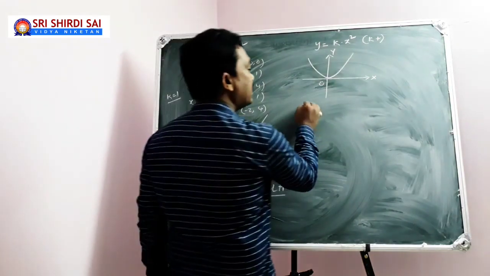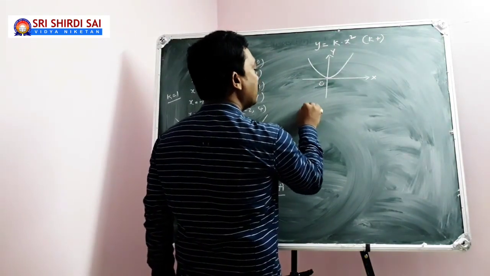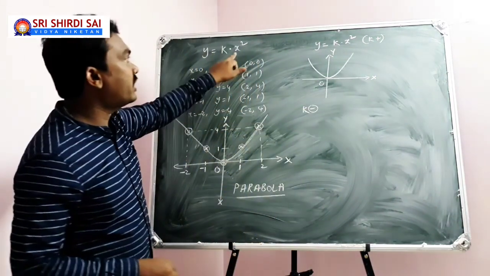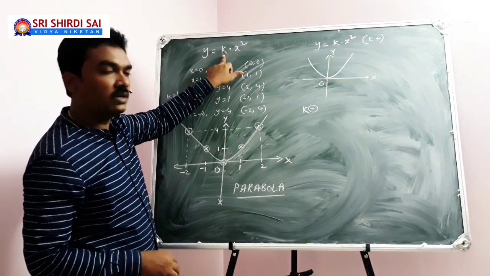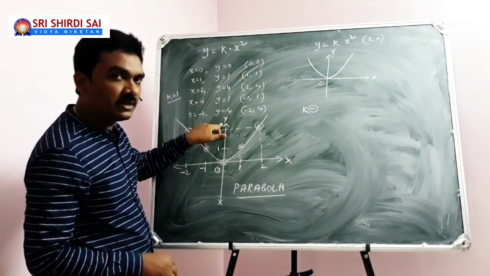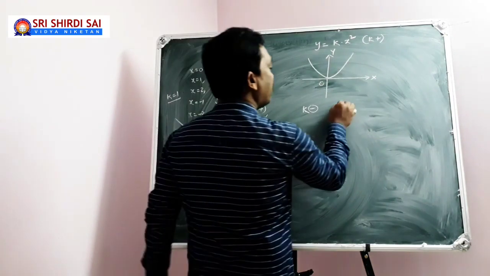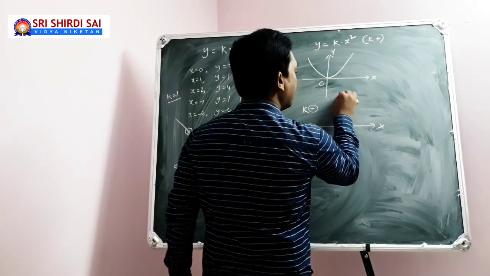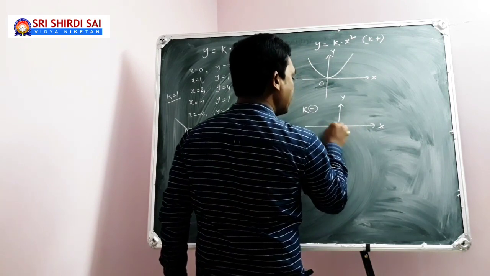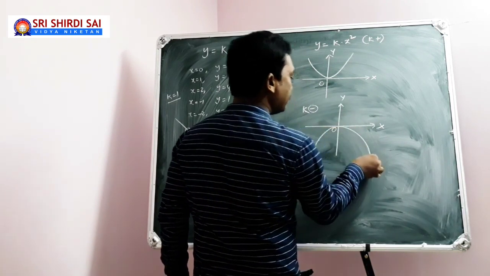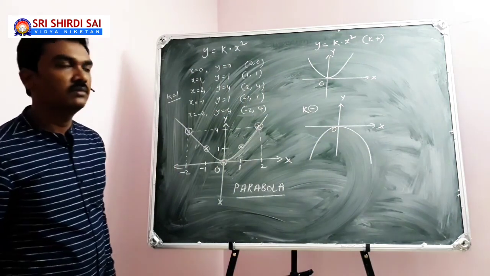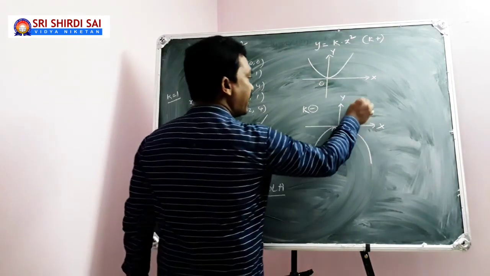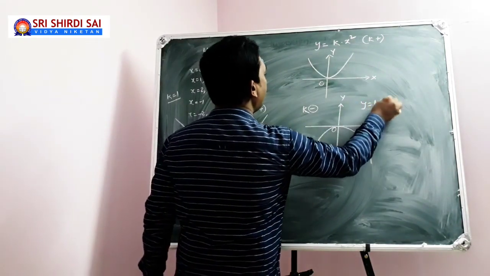If k is negative, then x² is already positive, but k is a negative value, so all the y values will be negative. It means your parabolic curve will be concentrated in the negative y region like this. So this is y equals kx² only, but with k a negative value.